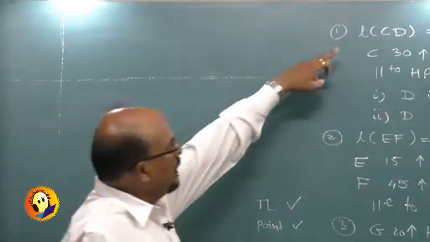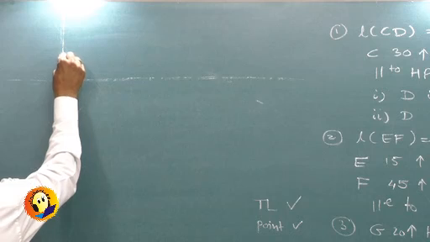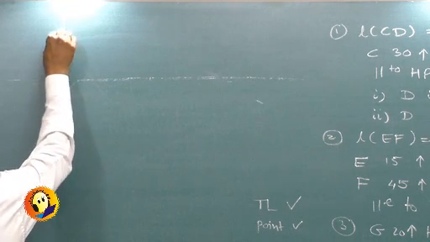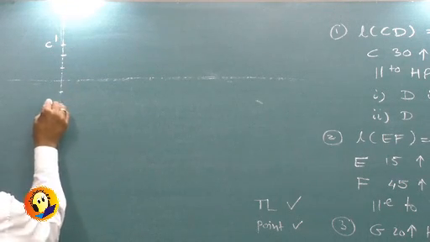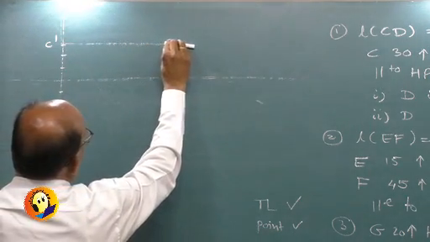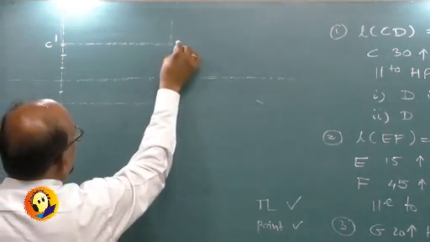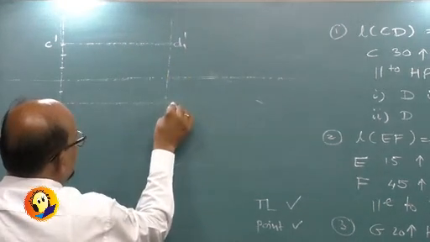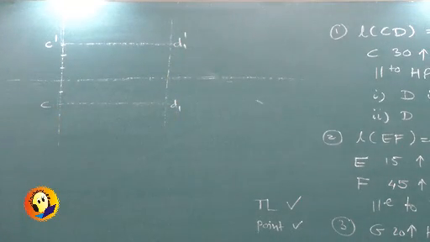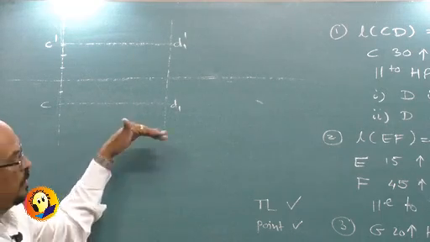Here, true length is given, and the point is 30 above and 20 in front of. So I can always mark that point C dash and point C. Initially, I will draw that line parallel to HP and VP both. I won't darken it because this is not a final projection. I will name that point D1 dash and D1. In 90% of problems, this is our very first step: the line is considered parallel to HP and VP both.